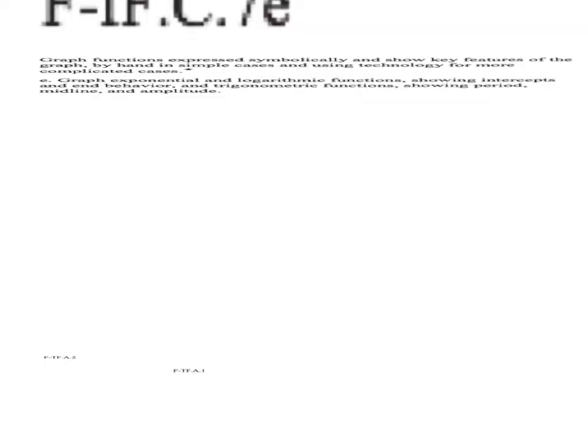Alright, so the first objective we have to do of 3 is to graph functions expressed symbolically and show key features of the graph by hand in simple cases and using technology for more complicated cases. And the part E of that is graph exponential and logarithmic functions showing intercepts and end behavior, and trigonometric functions showing period, midline, and amplitude.